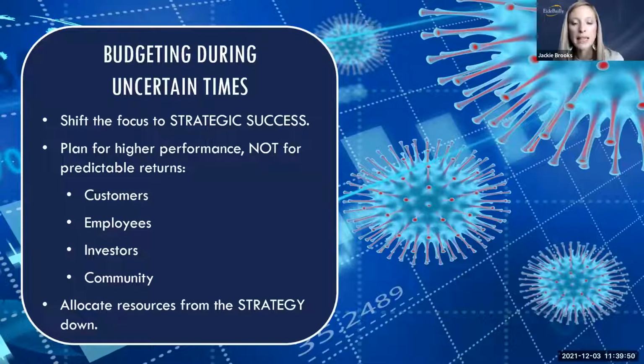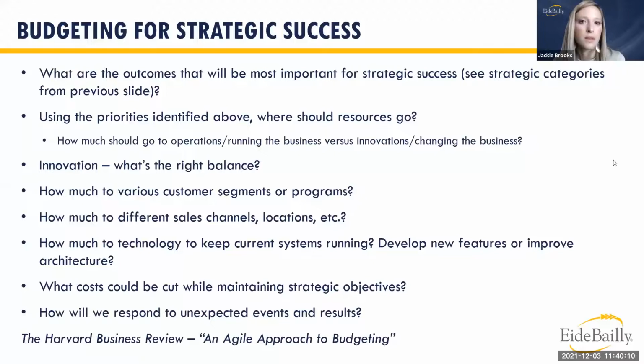So from here, we take these outcomes we've identified for higher performance, and we continue to ask questions, figuring out what activity needs to happen to achieve each of those. And then we determine what resources are going to be needed for each activity and goal. This slide is a great resource for you as you begin this process of budgeting for strategic success. The questions came from the Harvard Business Review's article called An Agile Approach to Budgeting.